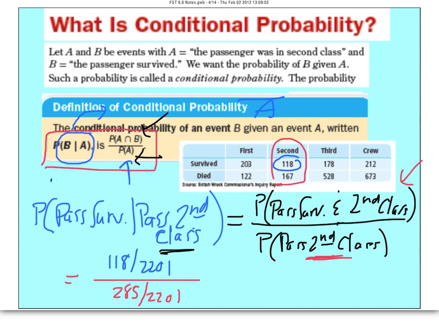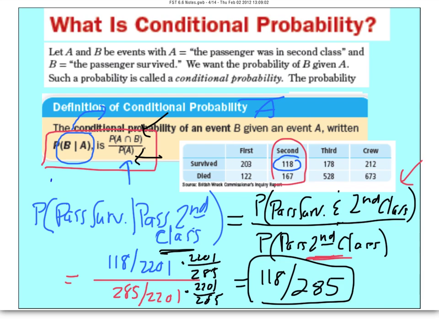If you simplify this, you technically would multiply by the reciprocal down here. And then on the top, you'd multiply by the reciprocal. And what you're going to get is 118 over 285, which is what we got when we first did the problem, just thinking through it. So for me, I think doing it the first way was easier versus using this formula. But sometimes you will be given this formula notation, and they might just tell you the probability of A and the probability of A and B, and you would just plug it into the formula.